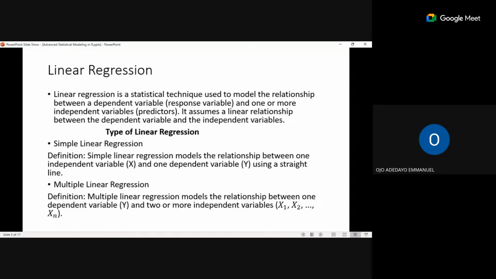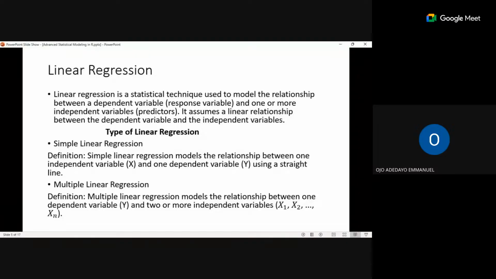Now, it's assumed there is a linear relationship between the dependent variable and the independent variable. So anytime you have a linear relationship, for instance, y is equal to x, that one is a linear relationship. But when you have y is equal to 1 over x, it's no longer a linear relationship.